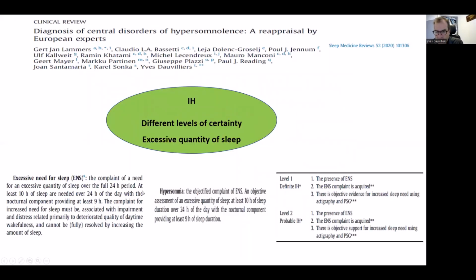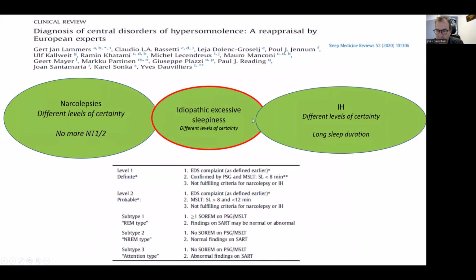So I did my best to explain how to define IH with long sleep duration that should be objectively assessed with long sleep recording, so-called hypersomnia. And the idiopathic excessive daytime sleepiness is in between, when there is no IH and no narcolepsy, but a complaint of excessive daytime sleepiness. So the patient may have sleep latency below 8 minutes, but no SOREM, or one SOREM at max, but it cannot be based just on SOREM. We want to focus on the complaint because of the variability of SOREM, as I tried to explain to you.